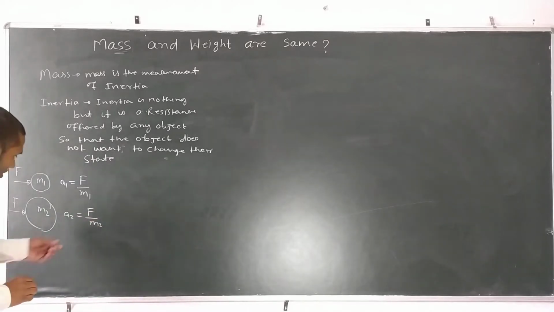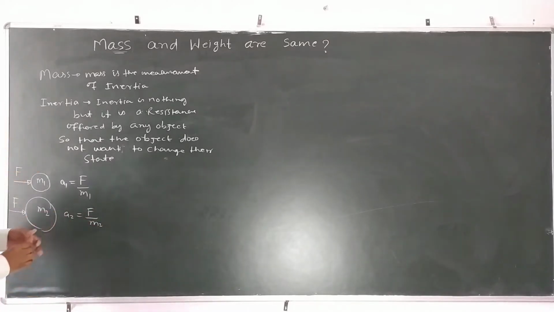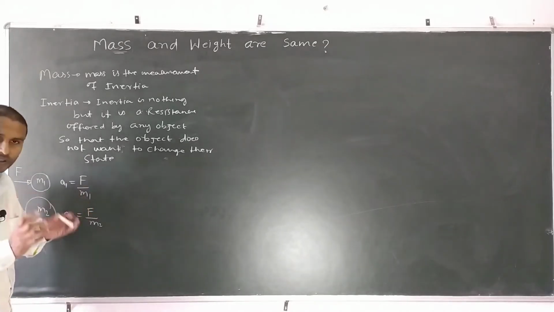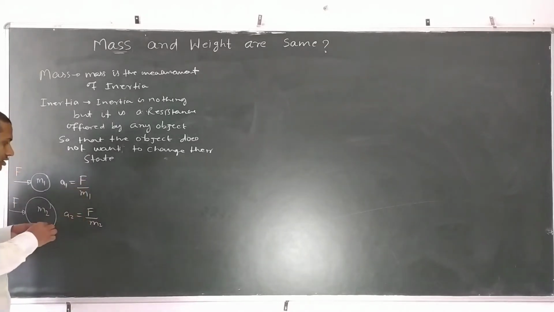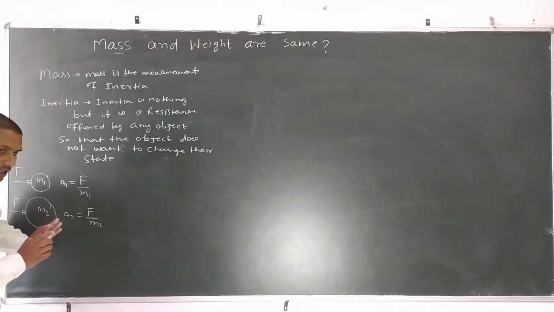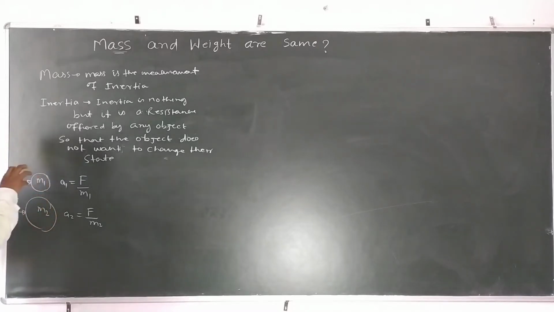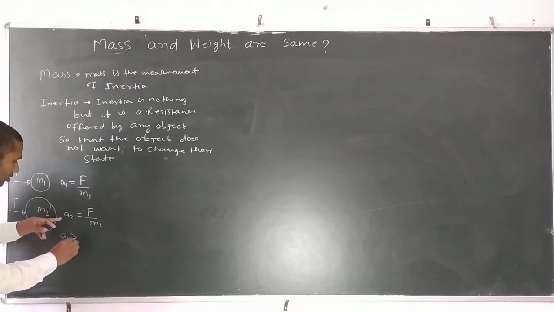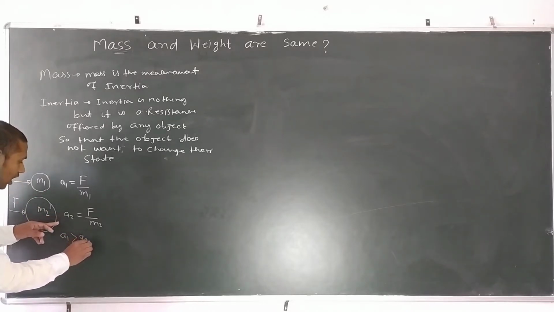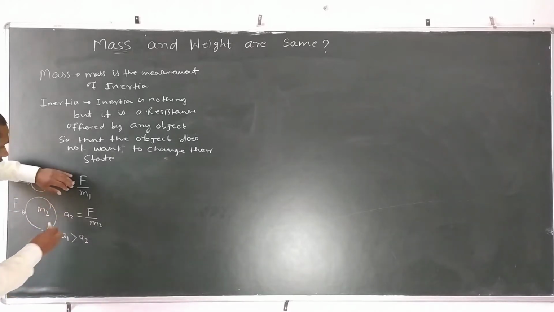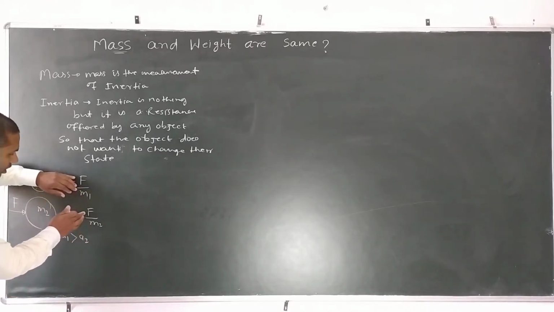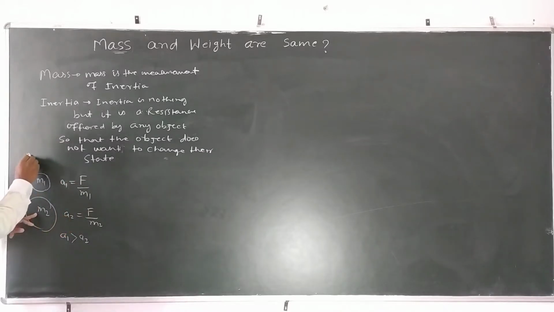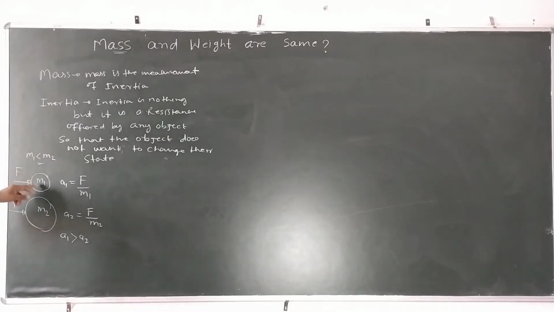We see here that the denominators of both fractions are not the same, but the numerators are the same. Then we can conclude that a1, the acceleration of object m1, is larger in comparison to the acceleration of object m2. How is it possible? We see from both fractions that m1 is less than m2. We have to consider here that m1 is less than m2.